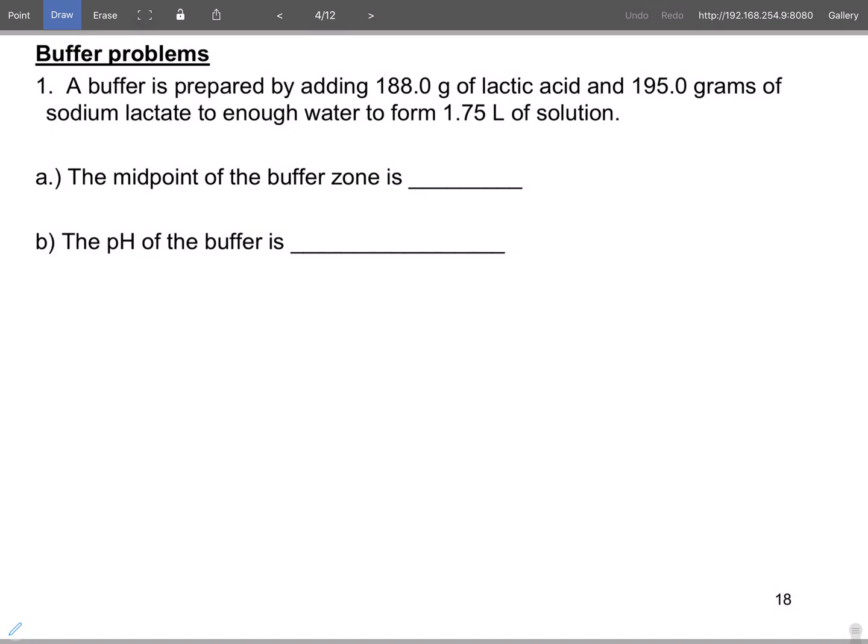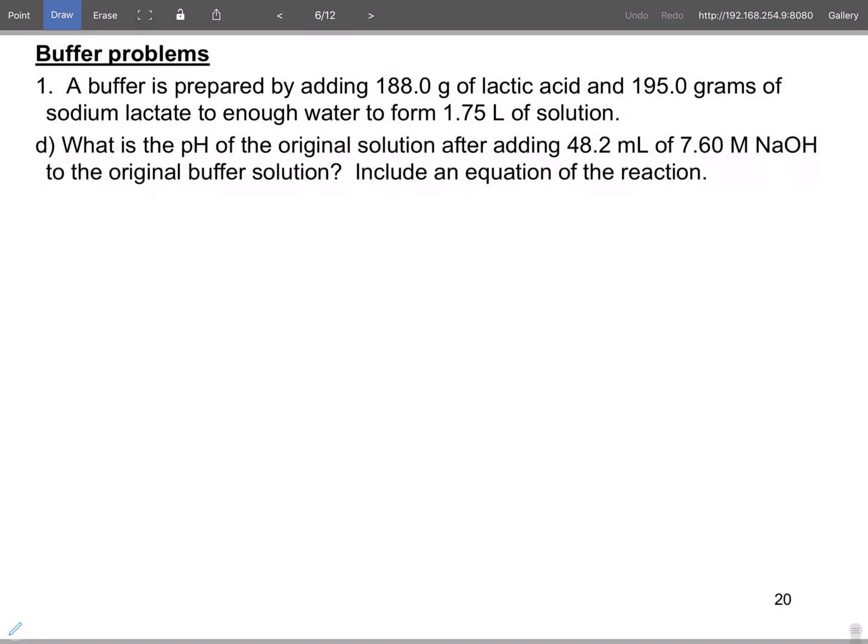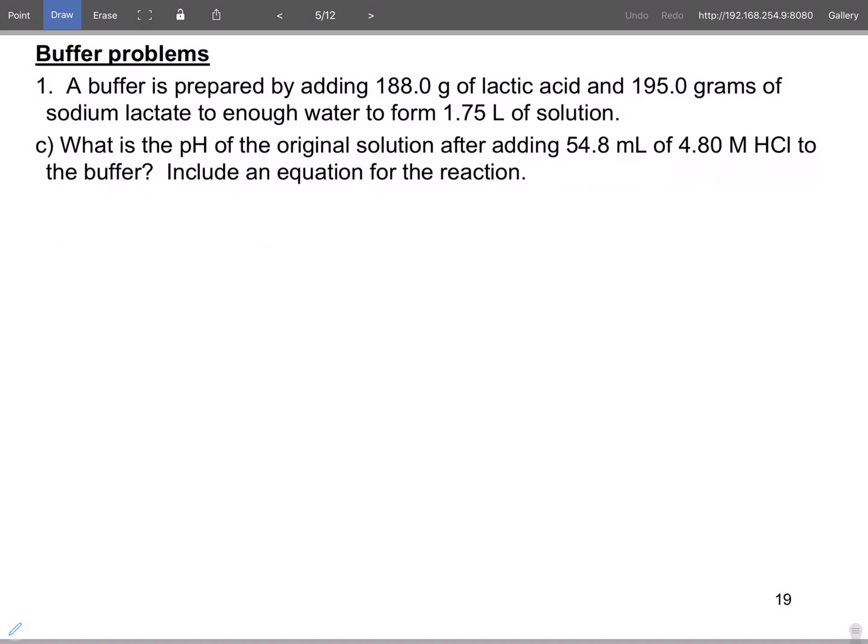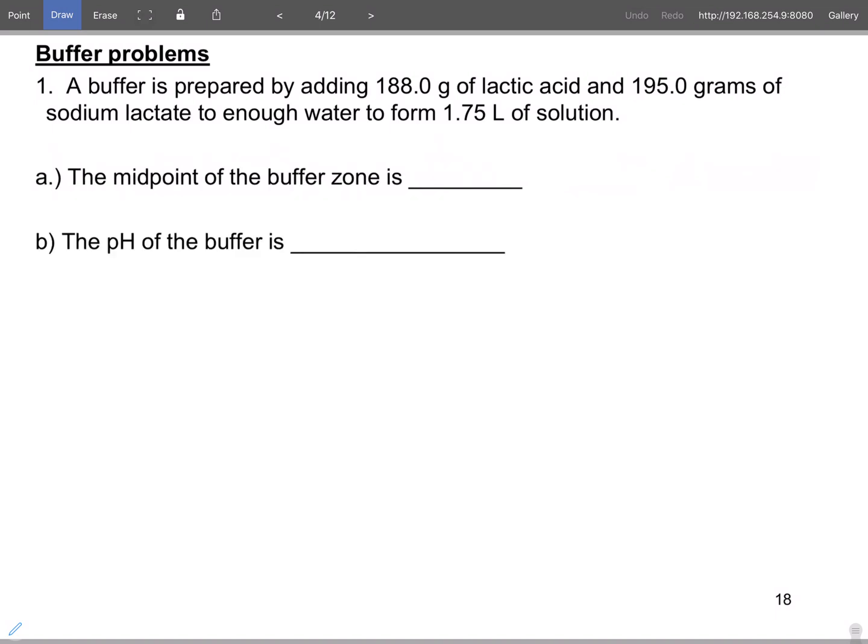Okay, so let's work a problem. Now, the problem that you have on your web sheet has A, B, C, and D. So we're going to do A, B, C, and then D. So we're back to the original. So what we're going to do is we're going to do a lactic acid buffer.